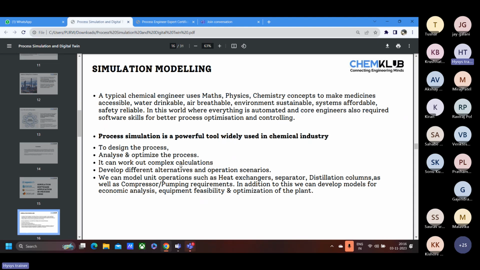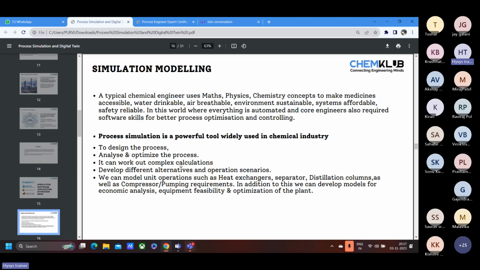Typically, if engineers do it on a manual basis, then it is very difficult to do this kind of simulation. So it is a powerful software tool widely used in all the different types of chemical industries to design the process, to analyze and optimize the process. Also, it can work out complex calculations.